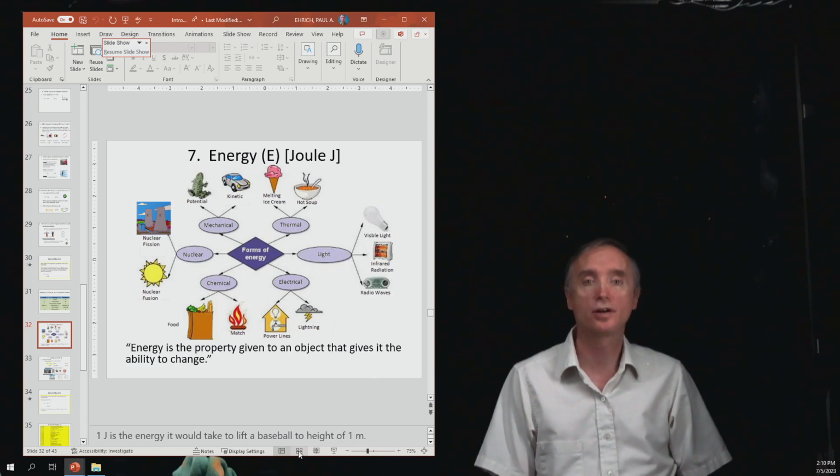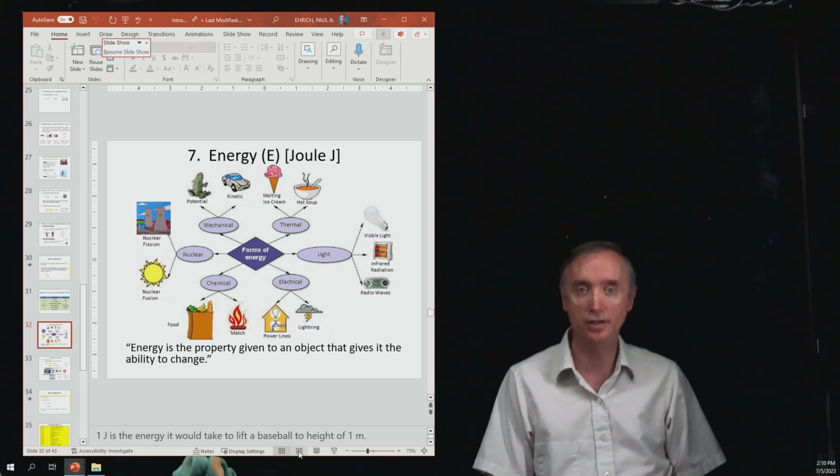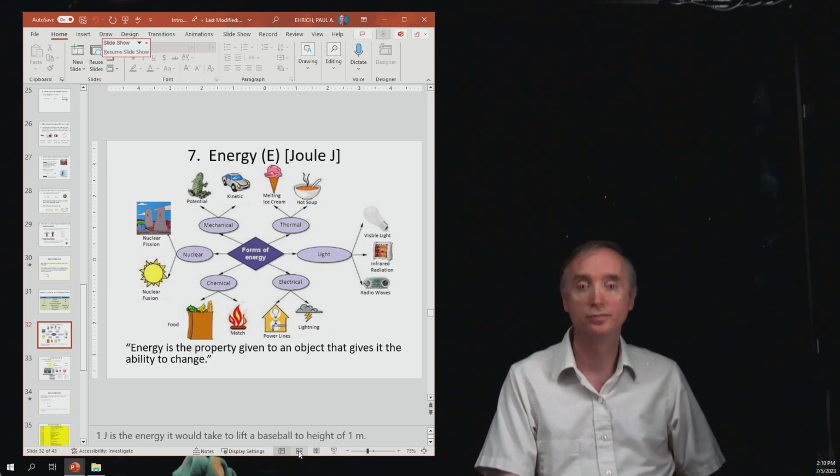Okay, now we're going to talk about what energy is. So energy is going to be abbreviated by capital E, and then its official metric unit is going to be called the joule, which is abbreviated with the J. So for the exam, can you give me like 4 different kinds of energy?